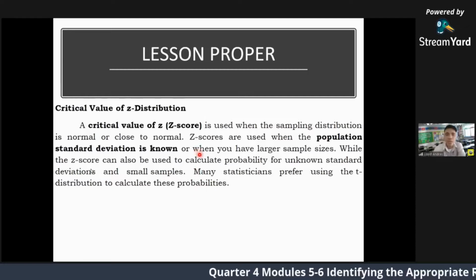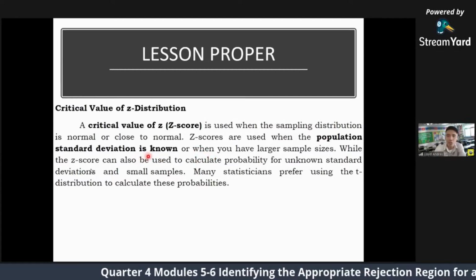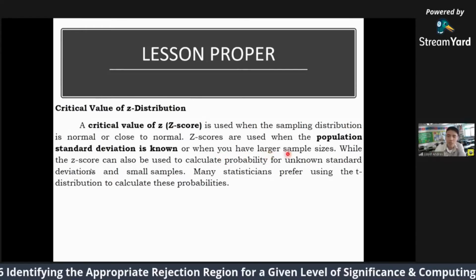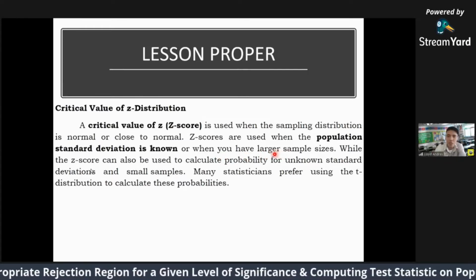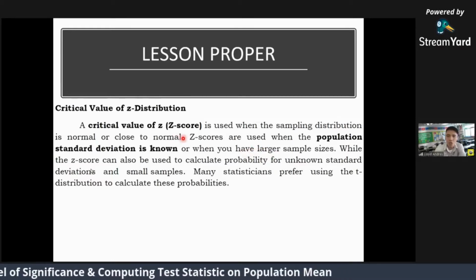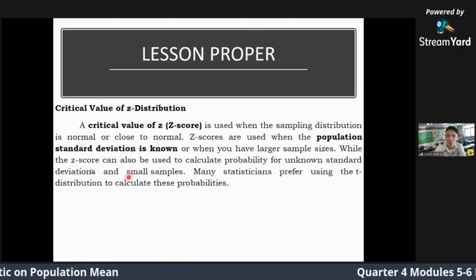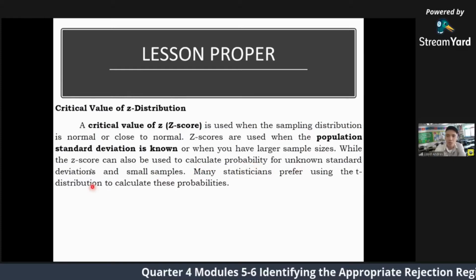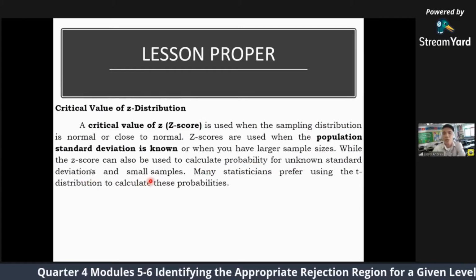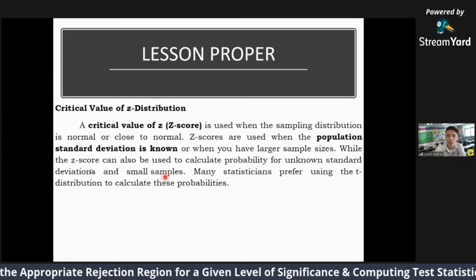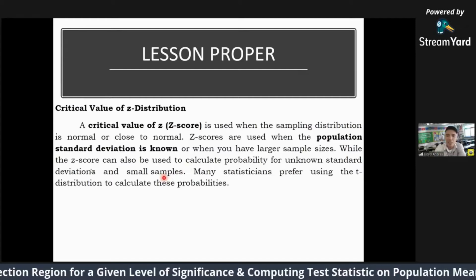So bottom line, once the standard deviation is known or the sample size is large, meaning sample size is greater than or equal to 30, we will use the Z-score. Ang Z-score can also be used to calculate probability na unknown ang standard deviation tapos gamay ang sample size, pwede na siya Z-score, pero many statisticians pag unknown tapos small ang sample size, t-distribution gid ang ginagamit.